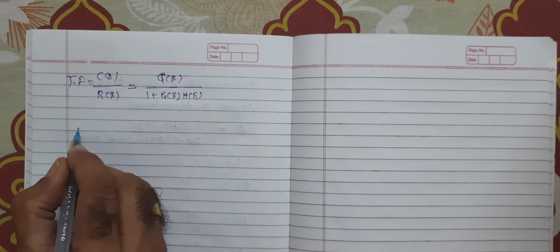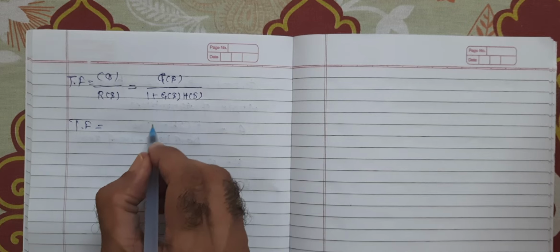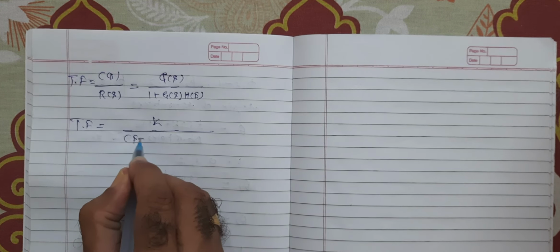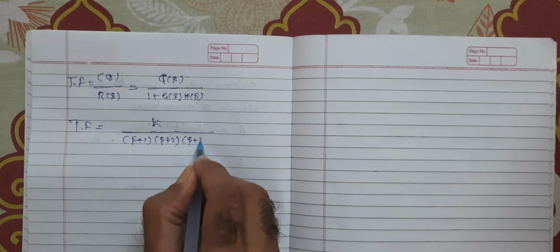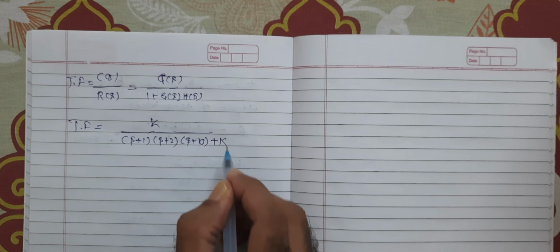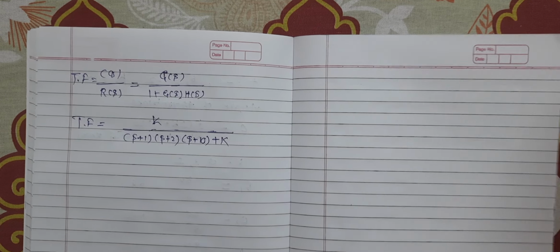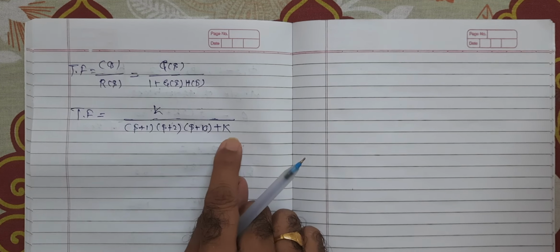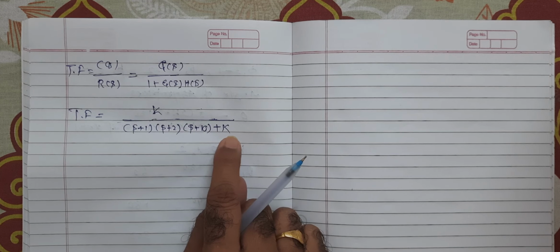If we put the values, we have K divided by (s plus 1)(s plus 2)(s plus 10) plus K. This is our transfer function. The denominator is the characteristic equation, and it is always equated to 0.